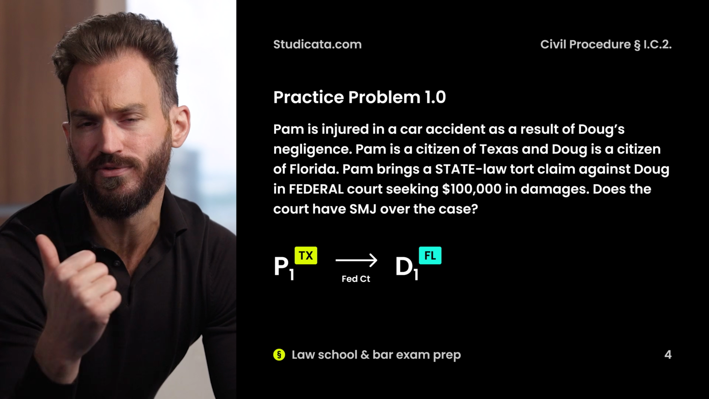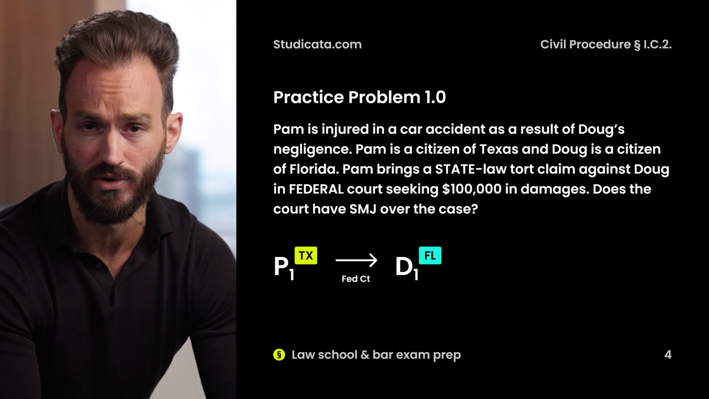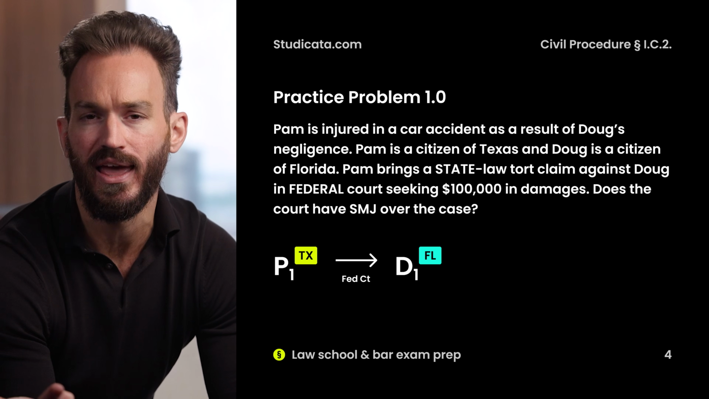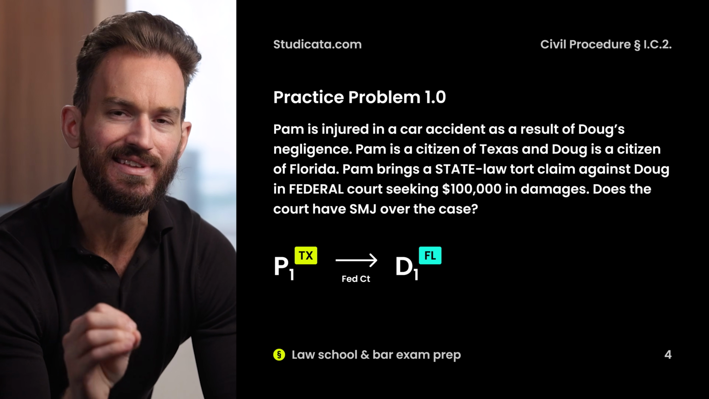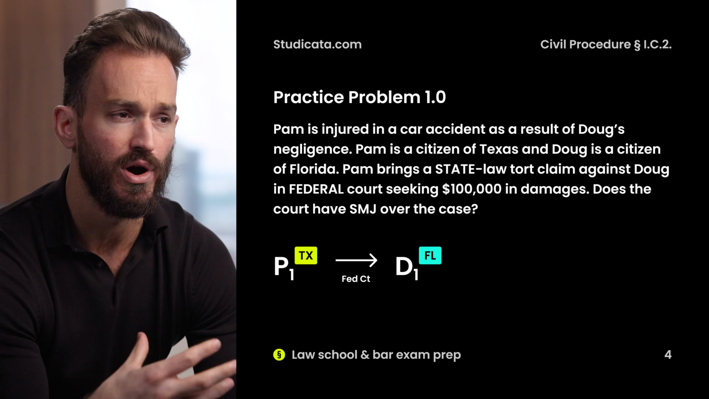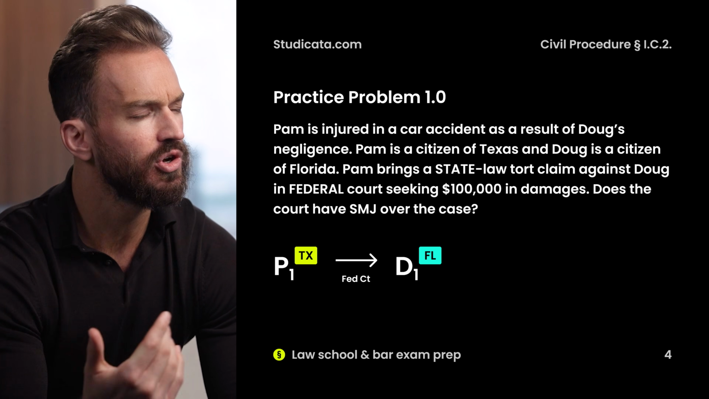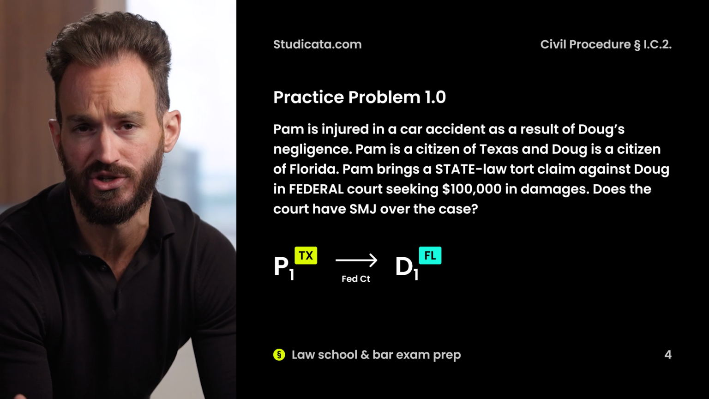We know sometimes federal law allocates certain types of cases to federal courts exclusively. These are things like copyright cases, patent cases, bankruptcy cases. Well, we don't have one of those here. This is a state law tort claim. So we don't have a copyright case or a patent case, something that's been exclusively allocated to the federal courts. So what are other ways a federal court can obtain subject matter jurisdiction?